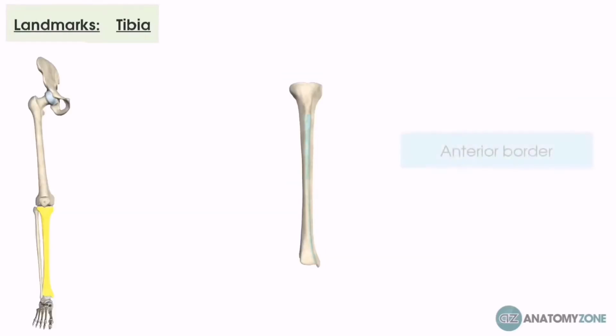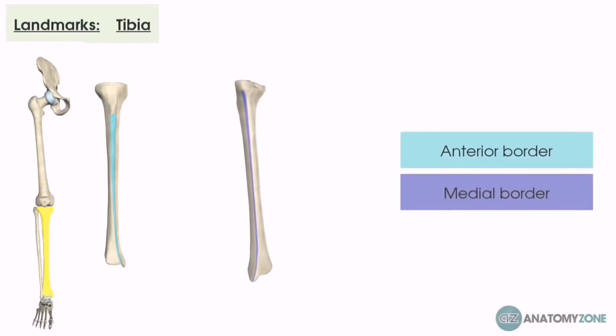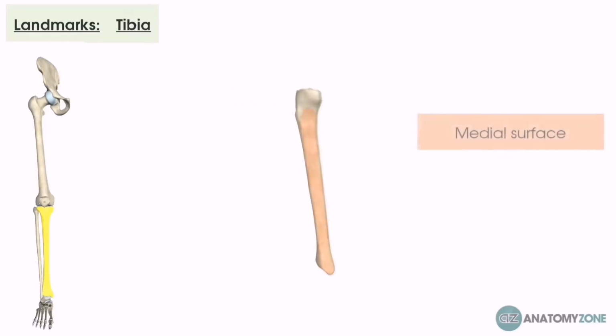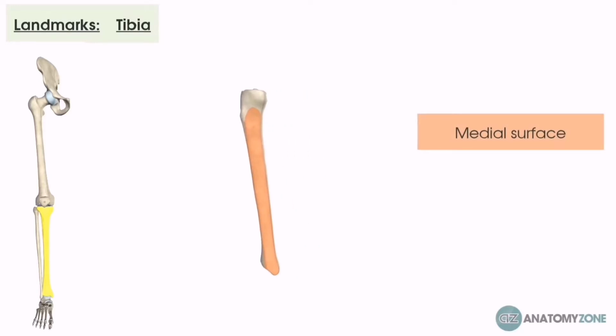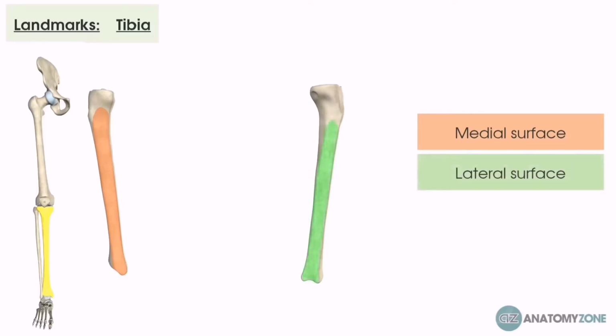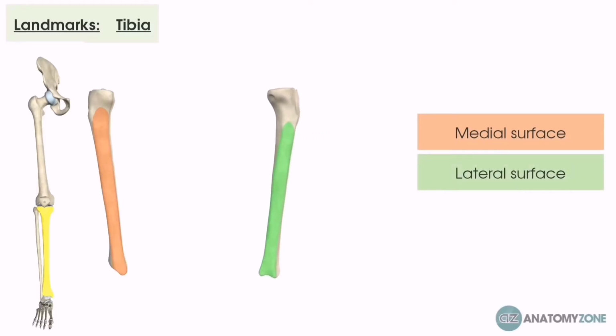In the shaft, there are the anterior border, the medial border, and the interosseous border. Also, we have the surfaces of the tibia: the medial surface and lateral surface, and finally the posterior surface.